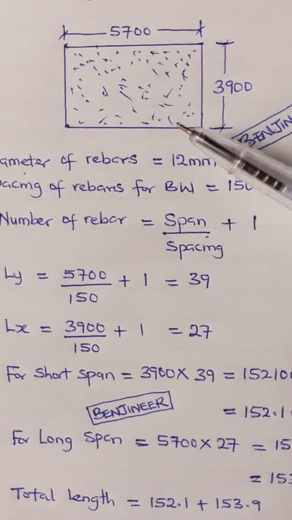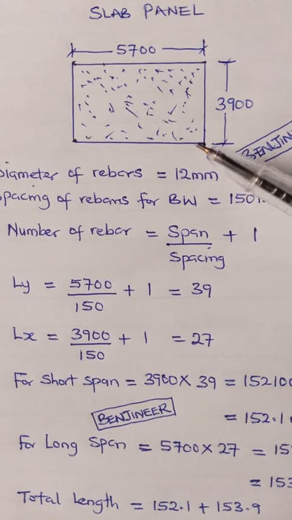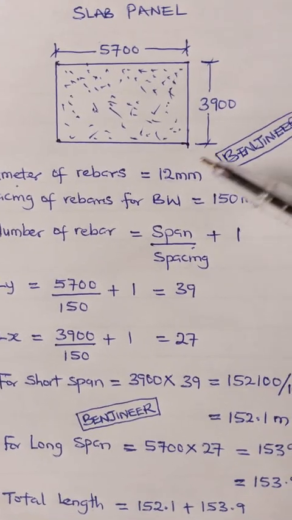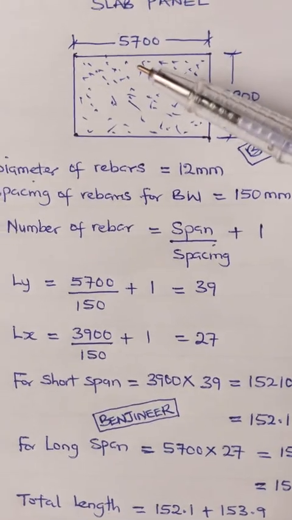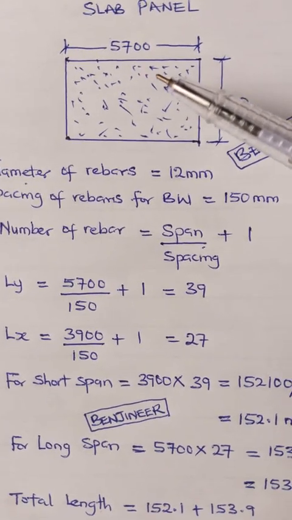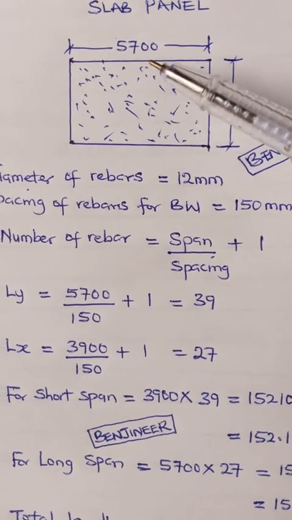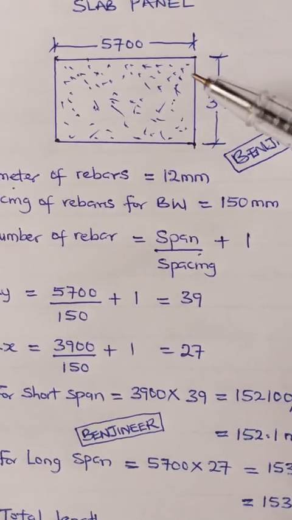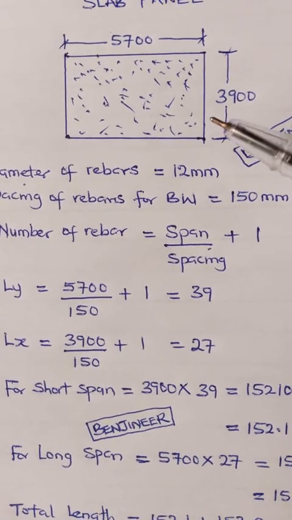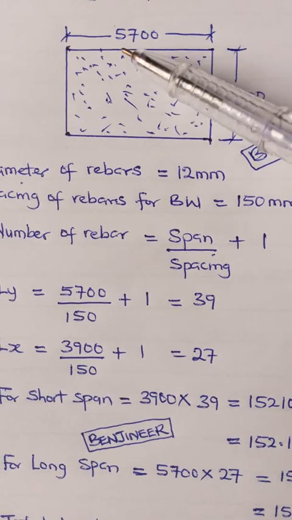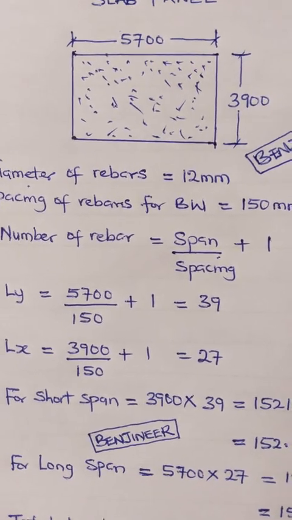Alright, so today we are going to look at a slab panel, and when we talk about a slab panel, we are looking at a partition of a slab. Because a slab is made up of different partitions, so this is just a partition of a slab panel. We are considering 5,700 millimeters by 3,900 millimeters. Automatically when you convert this, this will be 5.7 meters and this will be 3.9 meters.